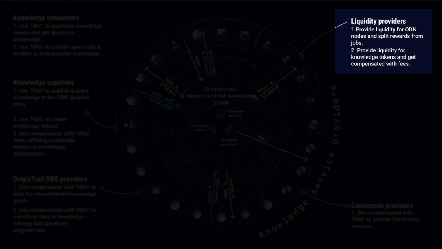And when we look over to the right, these are all completely new. We have liquidity providers. They provide liquidity for the OriginTrail decentralized network nodes, and they split the rewards from jobs. We just spoke about staking your Track. This is a new feature with the OriginTrail decentralized network. Now, you will be able to provide liquidity for knowledge tokens and get compensated with fees. Basically, liquidity provisioning. You see this taking place on platforms like Uniswap, where you launch your token, you want people to have access to your token, to buy your token, and you create liquidity pools. You're trying to create all these automated market makers and so on and so forth. So you will be able to do this within the OriginTrail ecosystem itself.